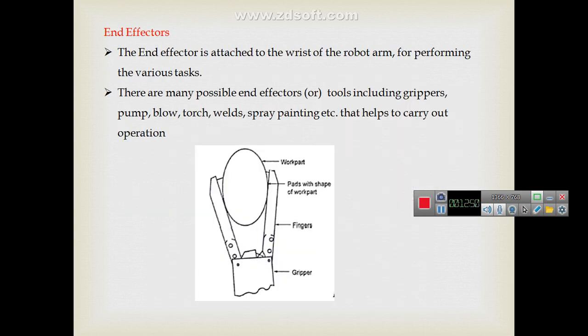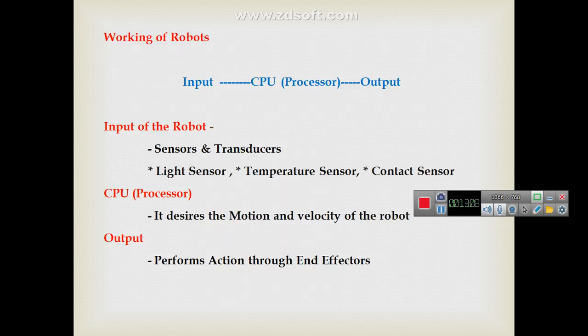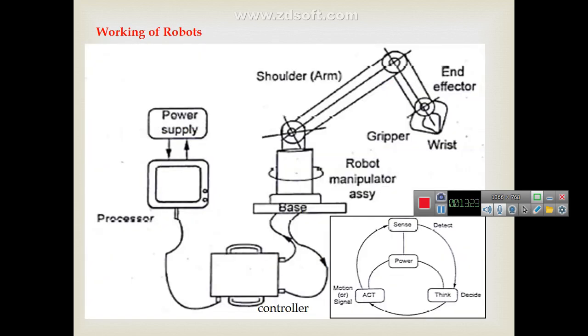Then the end effector is attached to the wrist of the robot arm for performing various tasks. The tools include grippers, pump, blower, torch, welder, and spray painting. So by using the end effector, the work is carried out easily. Now the working of a robot: whatever inputs you give are processed by the CPU, and finally you get the output of the robot carrying out the work. So that is the working of a robot, and the diagram is clearly showing it here.